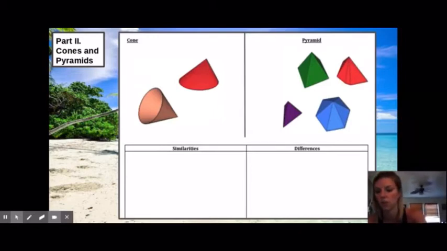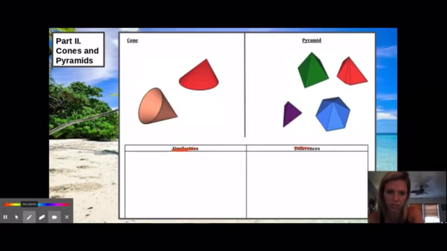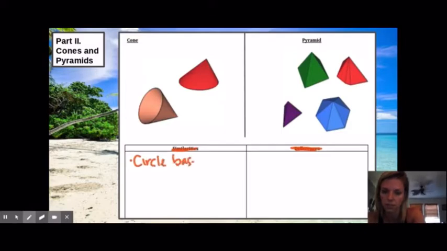Well, first off, let's just list the properties here. Let's get rid of this. Okay, what does a cone have? It has a circular base. Circular base, right? A pyramid has a polygon base.